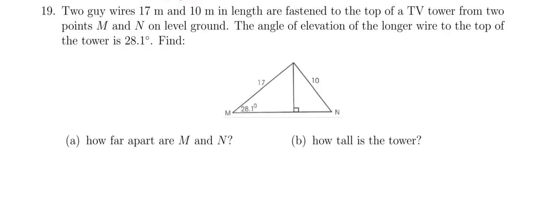The question says two guy wires 17 meters and 10 meters in length are fastened to the top of a TV tower from 2 points M and N on level ground. The angle of elevation of the longer wire to the top of the tower is 28.1. So it's just like we're seeing in the diagram. How far apart are M and N?